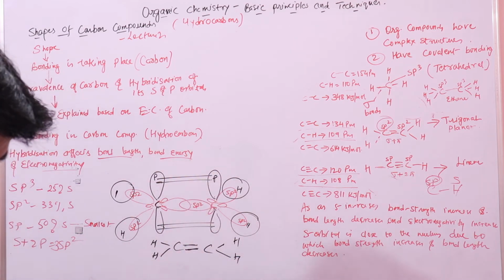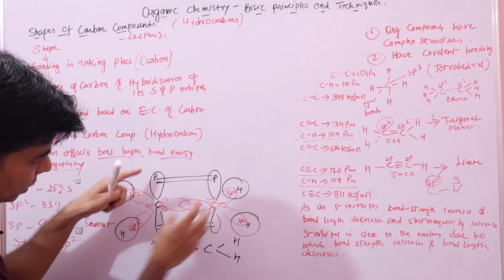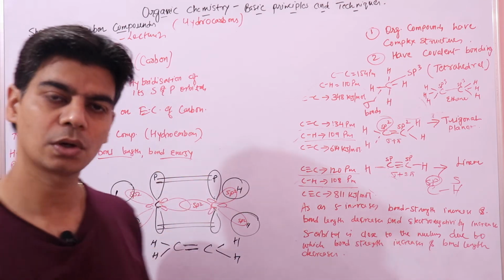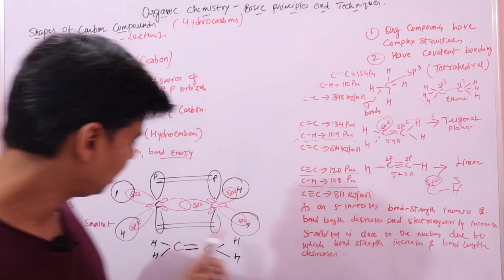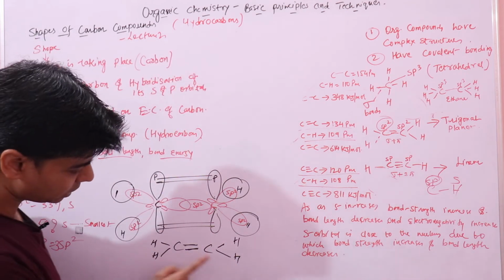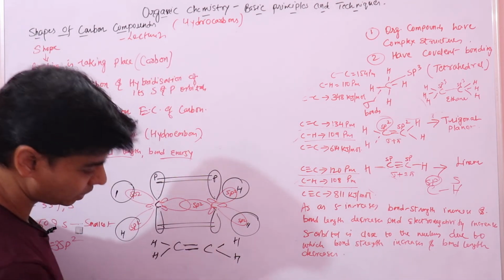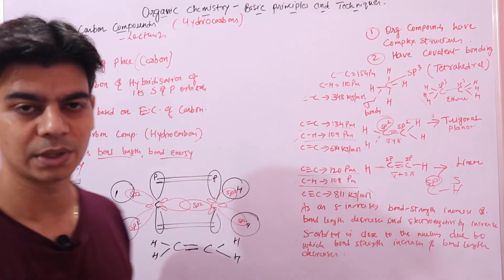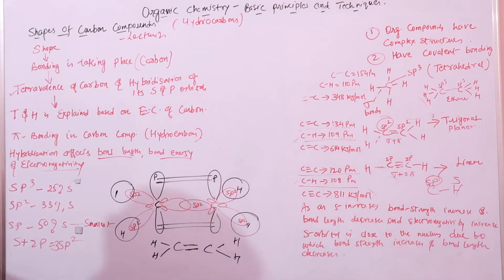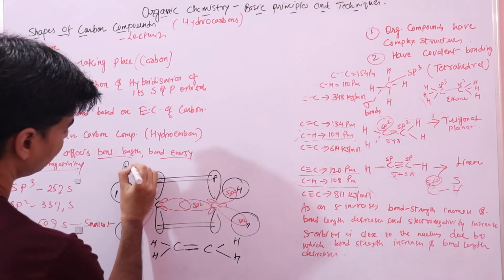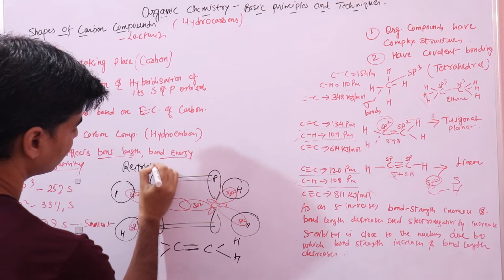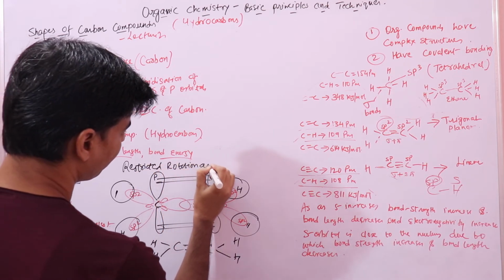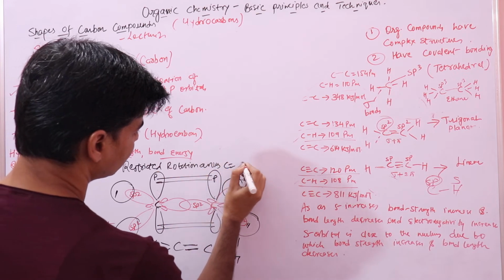Why will it lead to the rupture of this pi bond? Because if you rotate it, this overlapping will diminish, it will reduce or become zero, hence breaking this pi bond. So rotation in a carbon-carbon double bond is restricted. We have restricted rotation across this carbon-carbon double bond. This is very important. We call this restricted rotation across carbon-carbon double bond.